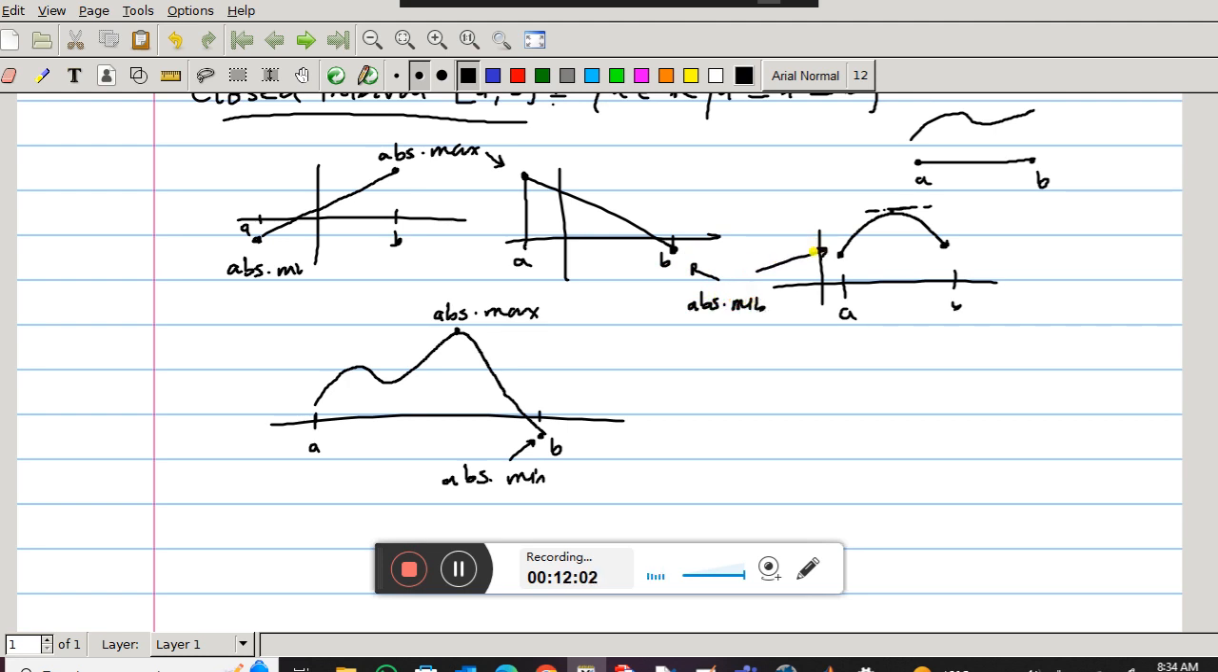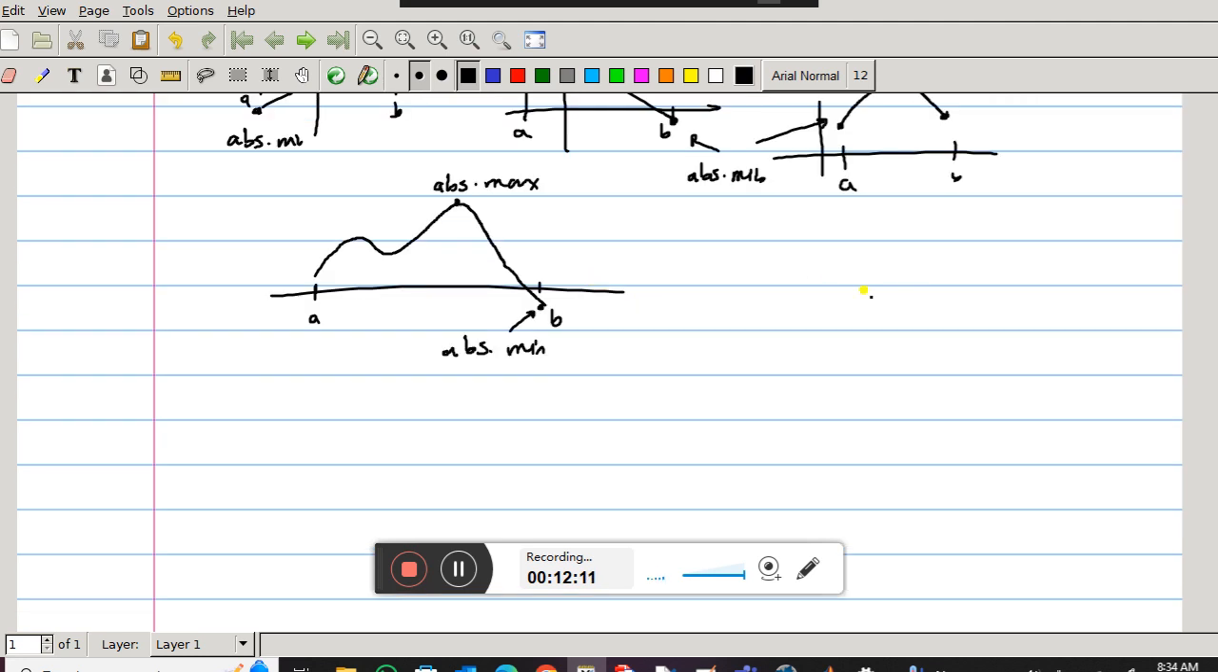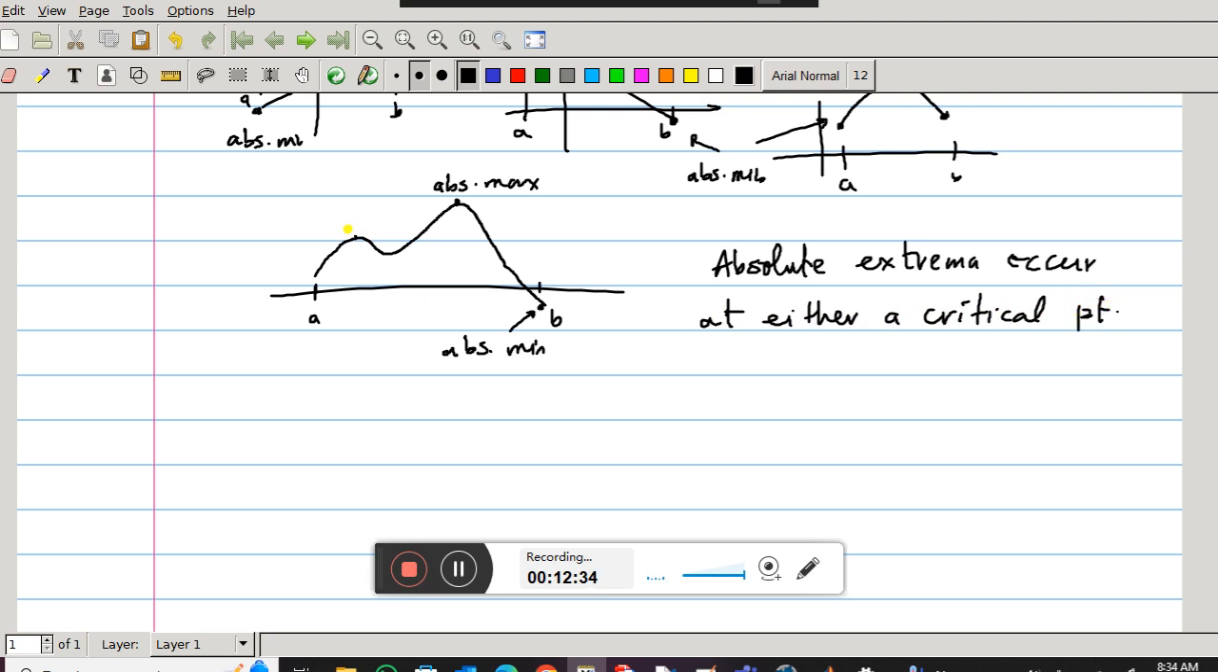So either at the end point or at the critical point. So all your absolute maxima and minima occur either at an end point or a critical point, right? So it means absolute extrema. Extrema means both maxima and minima, right? Extrema occur at either a critical point, where critical points are the turning points, these top and bottom points, or at the end points of the interval, because it's a closed interval.